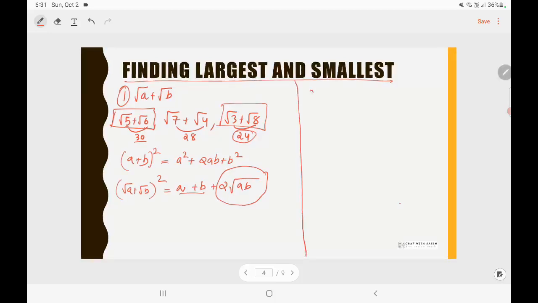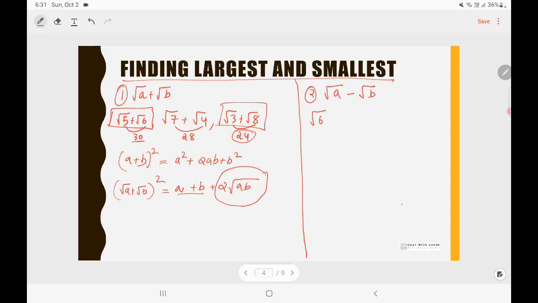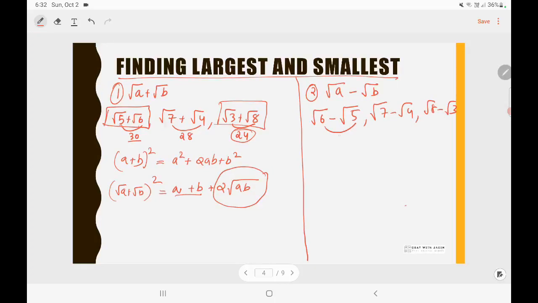Now again, if the question was in the root a minus root b form, for example you are given root 6 minus root 5, root 7 minus root 4 and root 8 minus root 3, and you are asked which among these is the greatest and smallest. Similarly to before, you need to multiply these two numbers. Here you will get 30, here 28 and here 24. But here whichever is the smallest will be the greatest. Here 24 is the smallest, right? So root 8 minus root 3 will be the greatest among these three numbers and 30 is the largest. That means root 6 minus root 5 will be the smallest among these three numbers.